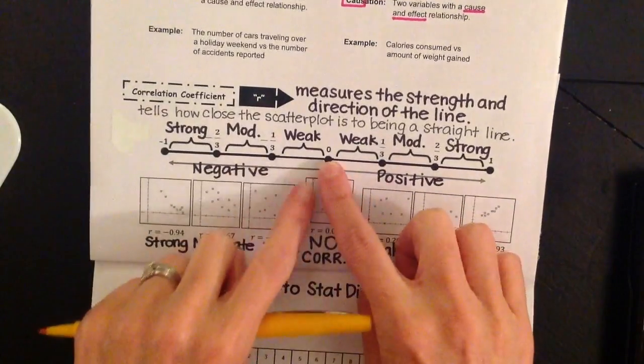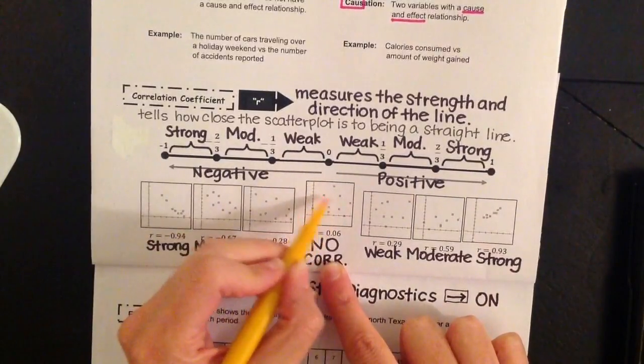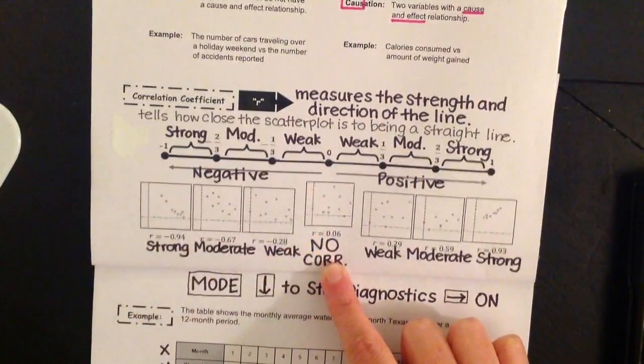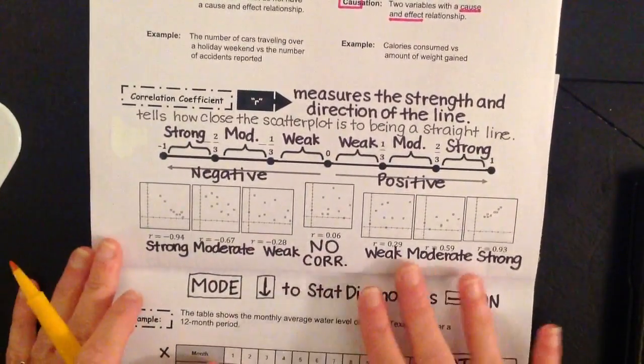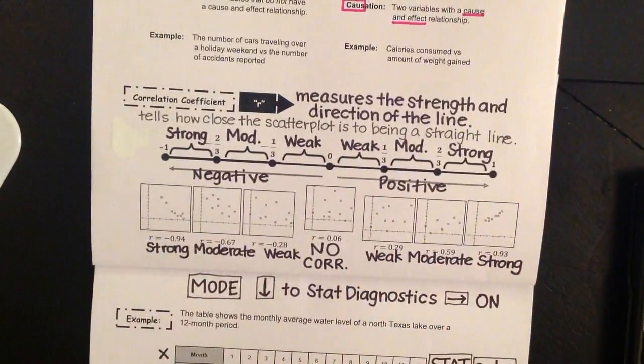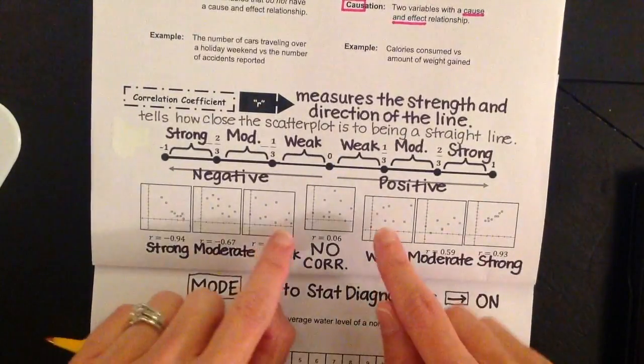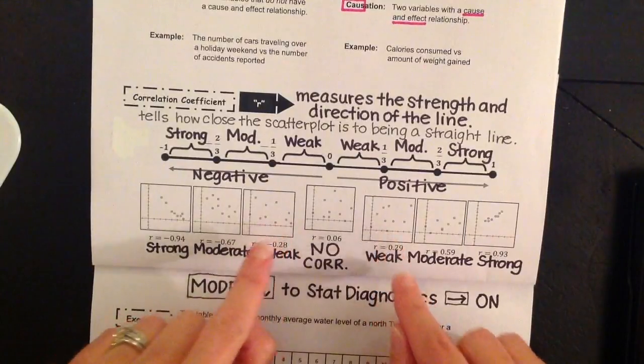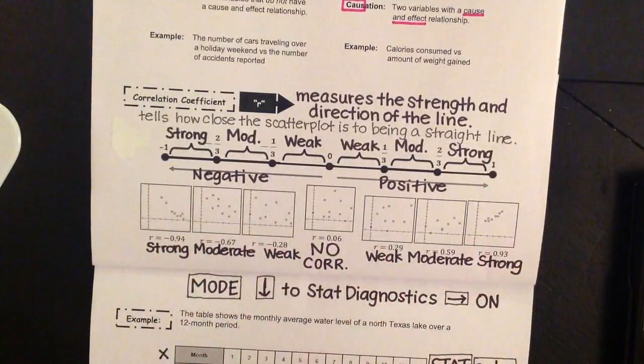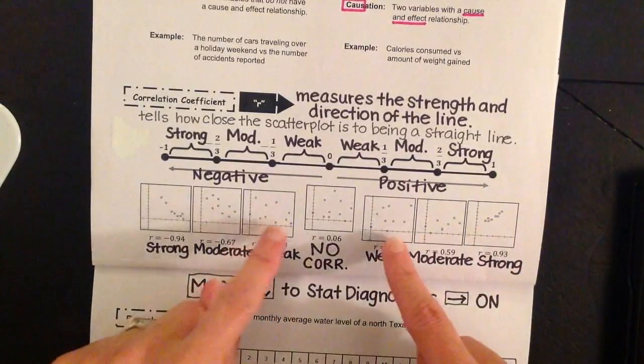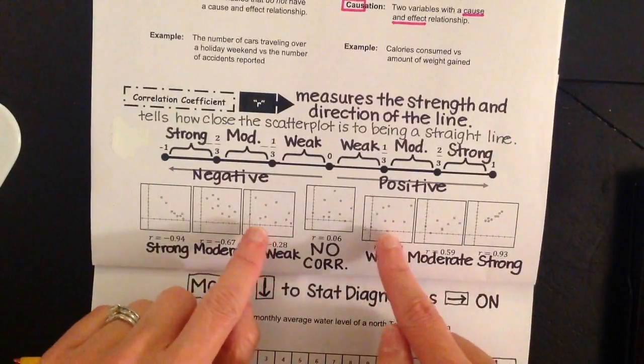So look here, you've got 0. That would be a random, no correlation graph. There's really no relationship we can tell from the data whatsoever because all the points are just randomly splattered on your scatter plot. And then you're going to move outward. You're going to have weak, where they're kind of starting to form either a positive or negative correlation, but not really. They're still sort of random.